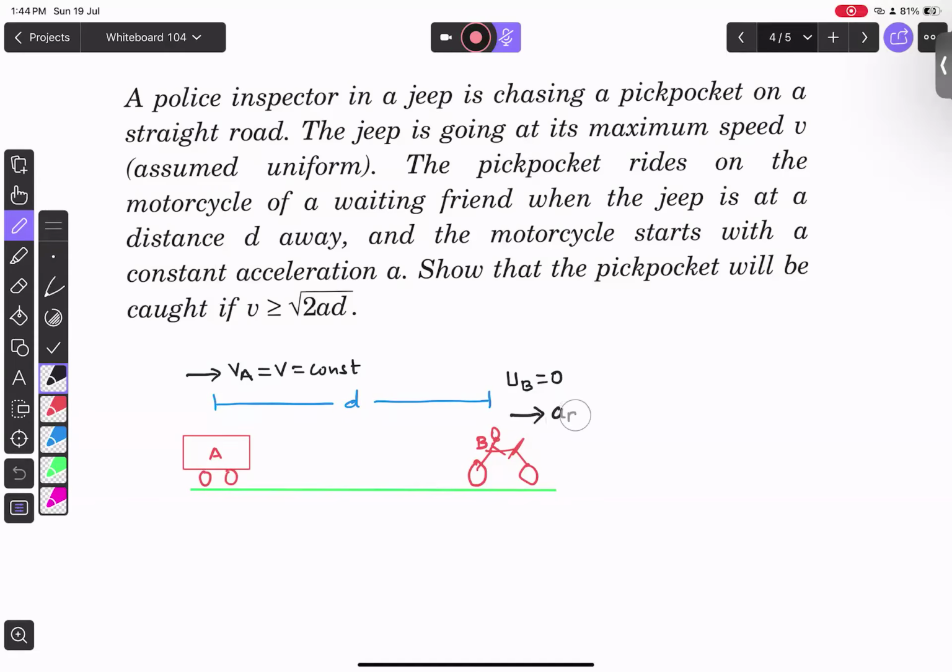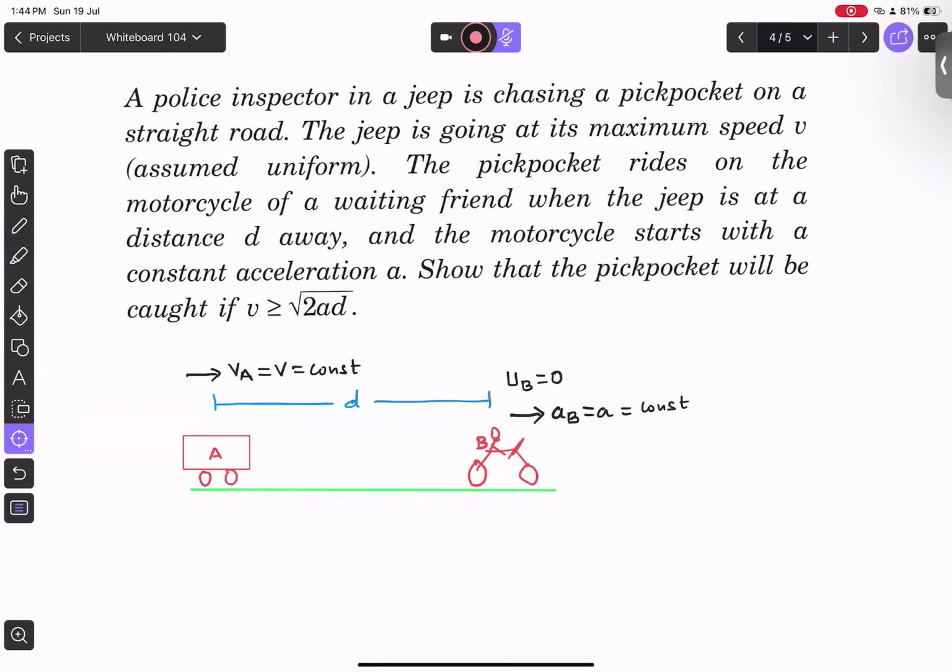So the acceleration of B is equal to A, which is constant. They're telling us to prove that the pickpocket or the thief will be caught by the police only when V is more than root 2AD. So what to do? Maybe you will not know what to do in the starting. You just go with the flow.